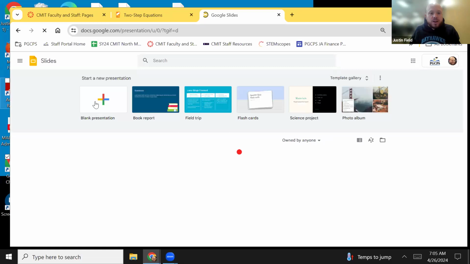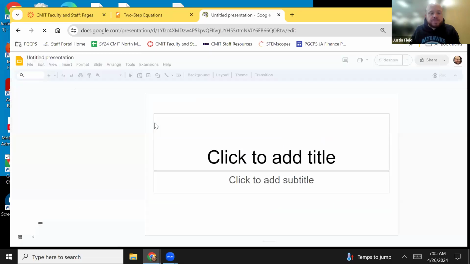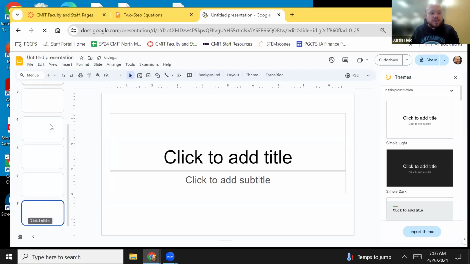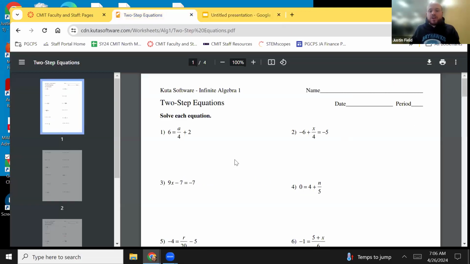So what I would do for a seek and solve is I would go to slides, and I'm going to get just a blank presentation. And in this presentation, I'm going to get like 10 slides. The idea in a seek and solve is that you're going to break up a worksheet. You can use anything that has questions and answers that the students need to go to the question.